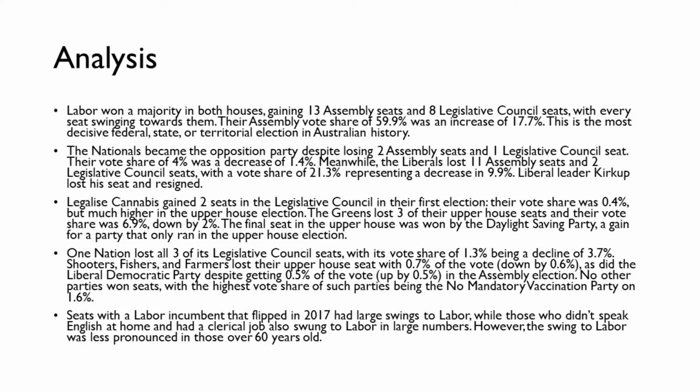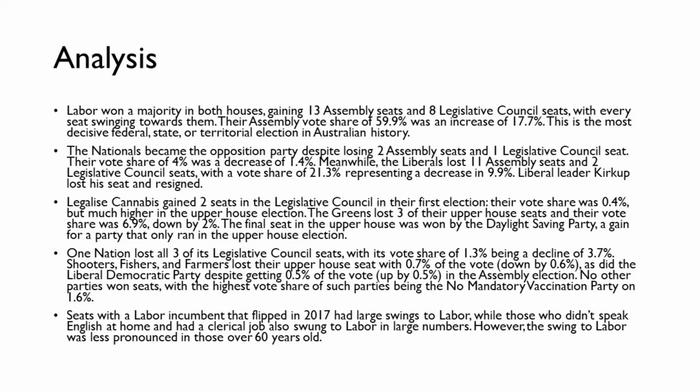One Nation lost all 3 of its Legislative Council seats, its vote share of 1.3% being a decline of 3.7%. Shooters, Fishers and Farmers lost their upper house seat with 0.7% of the vote, down by 0.6%, as did the Liberal Democratic Party, despite getting 0.5% of the vote, which was up by 0.5% in the Assembly election. No other parties won seats. The highest vote share of these extra-parliamentary parties was the No Mandatory Vaccination Party on 1.6%.